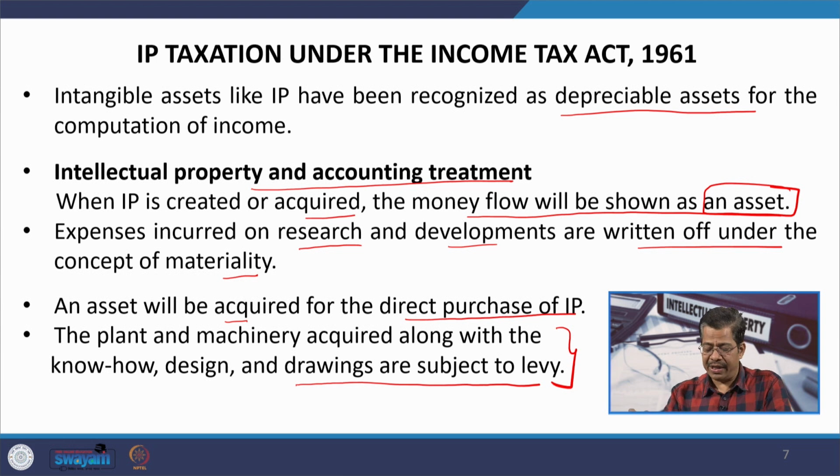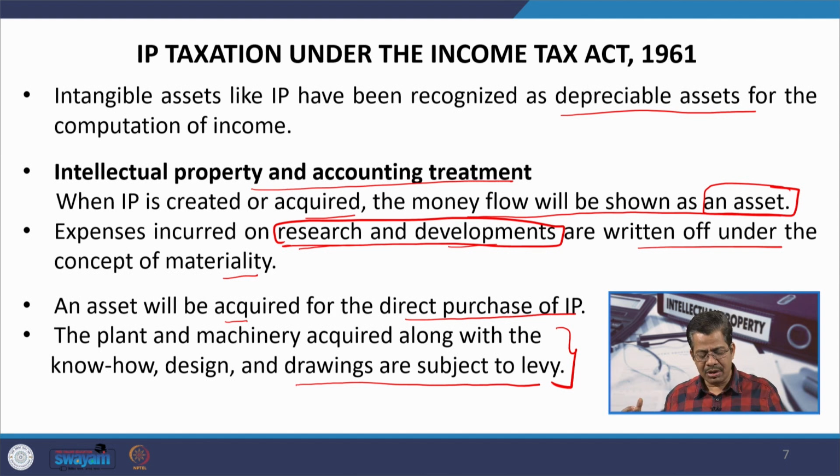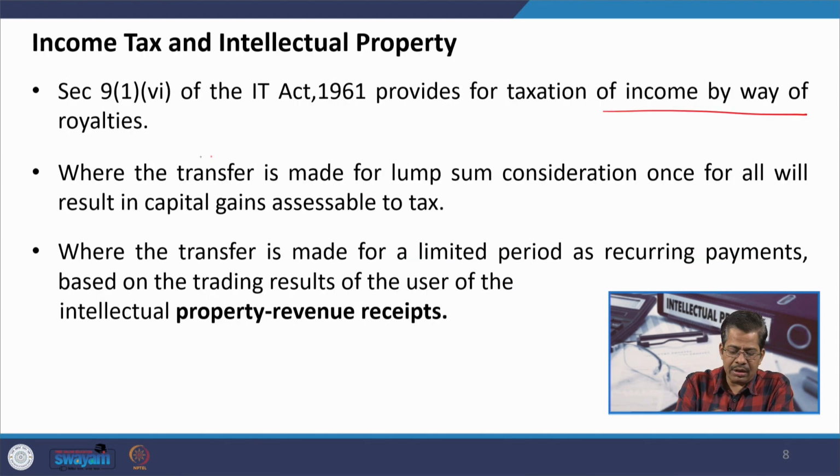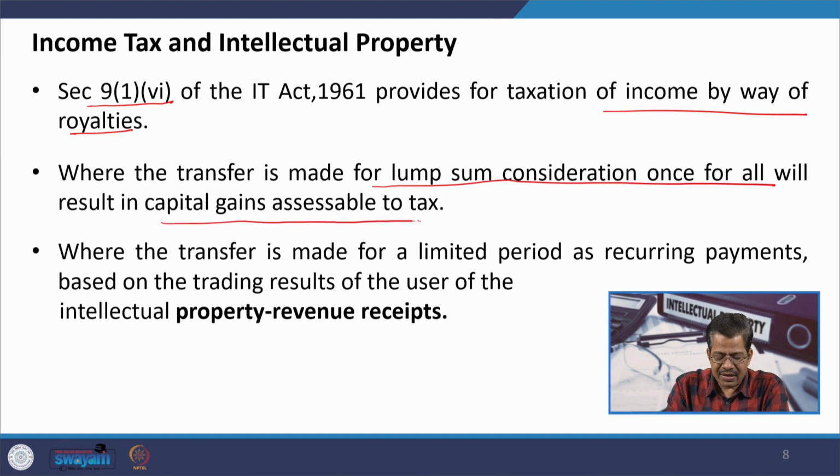and all these expenses on R&D activities are written off under the concept of materiality, meaning whatever equipment, tools, raw material, etcetera, that is actually consumed for the development of IP. So, there is no need of including them in your balance sheets, and the payments which you are making as part of royalty will go under the heading of liabilities in your balance sheet. So, the payments which you are making under royalty are part of section 9(1)(vi), where the transfer is made for lump sum consideration once for all and will result in capital gain assessable to tax.